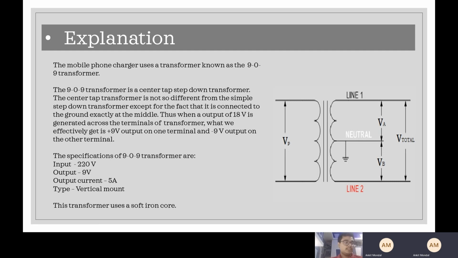Now some other specifications of this transformer are that its input is at 220 volts, output is at 9 volts as we already told you. The output current is expected to be 5 ampere. It is used generally in vertical mount configuration and it uses a soft iron core, which is to reduce the hysteresis losses. And since the output is 9 volt, this is also known as a 9-0-9 transformer.